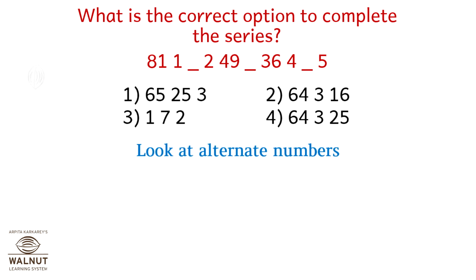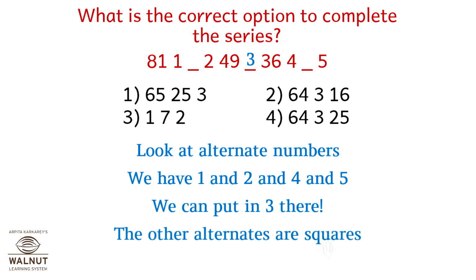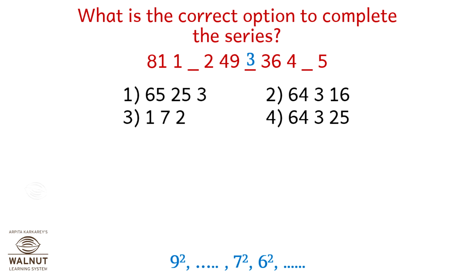Let's look at alternate numbers. We have 1 and 2 and 4 and 5. We can put 3 in there. Alright. The other alternates are squares. So we have 9 square, dash, 7 square, 6 square, dash. What do you think goes in there?